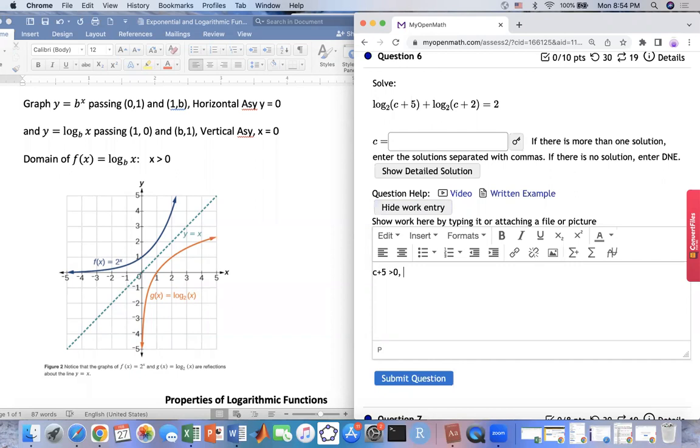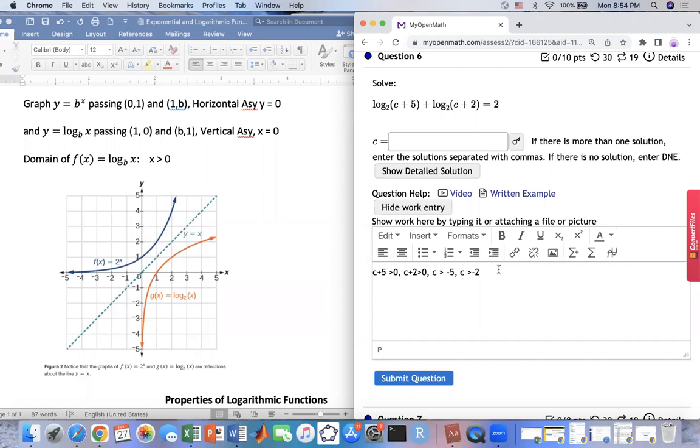And also the other one, c + 2, also has to be greater than 0. From here you solve that c would be greater than -5, and also c has to be greater than -2. I just subtract the same number from both sides. That's how I get it here.